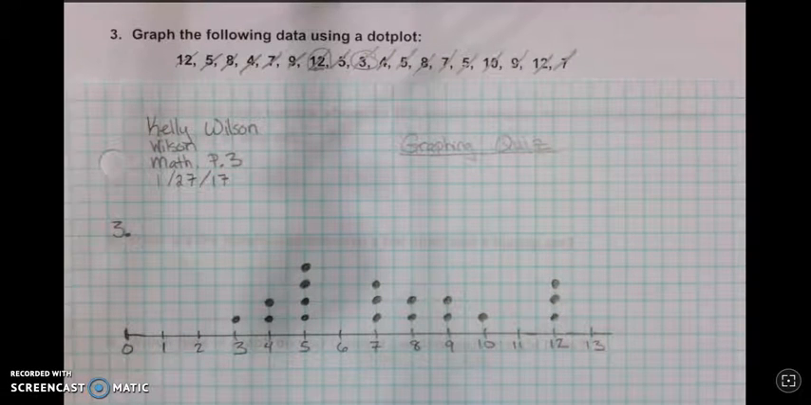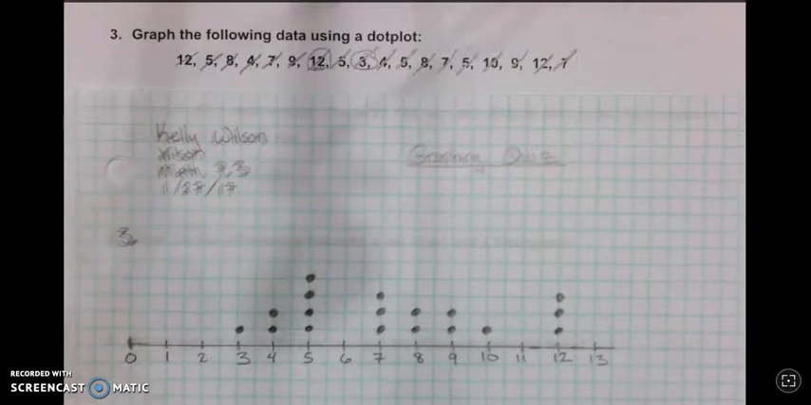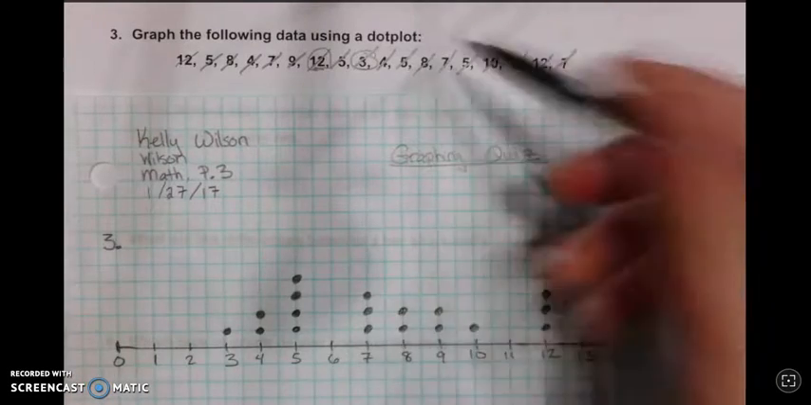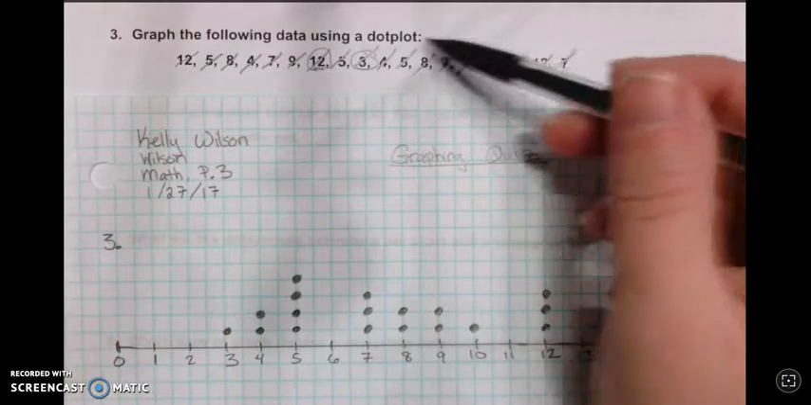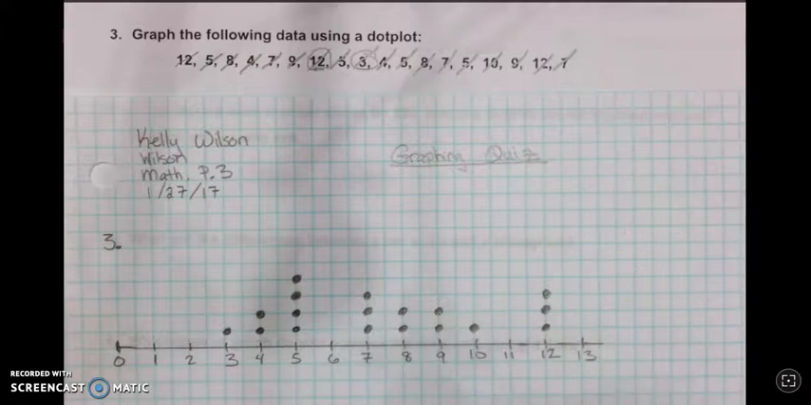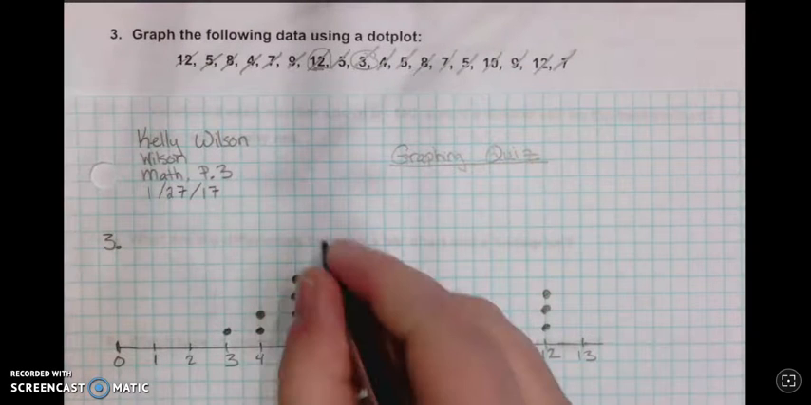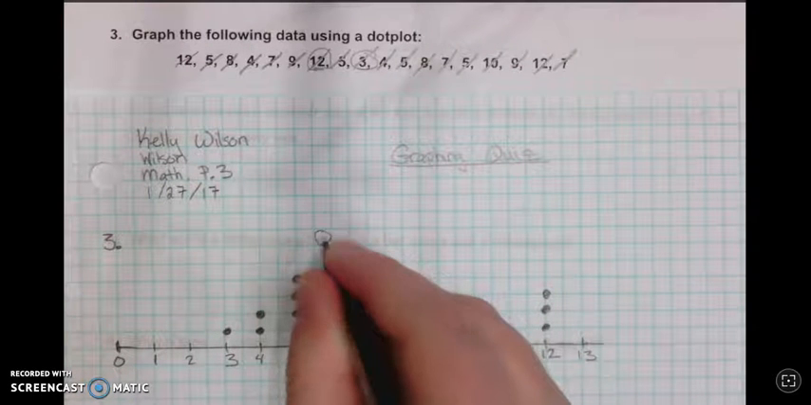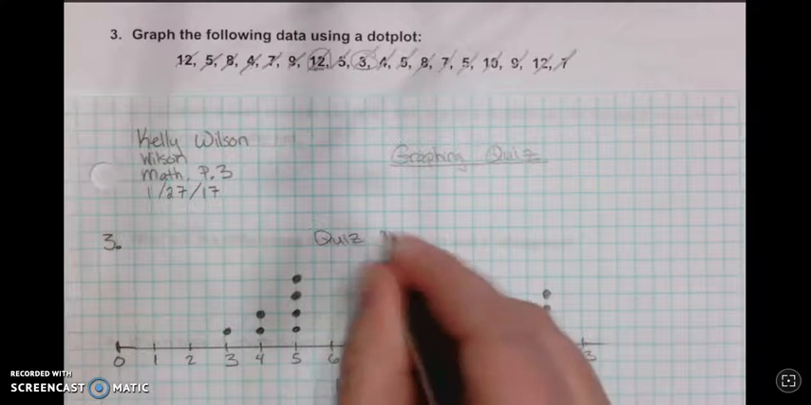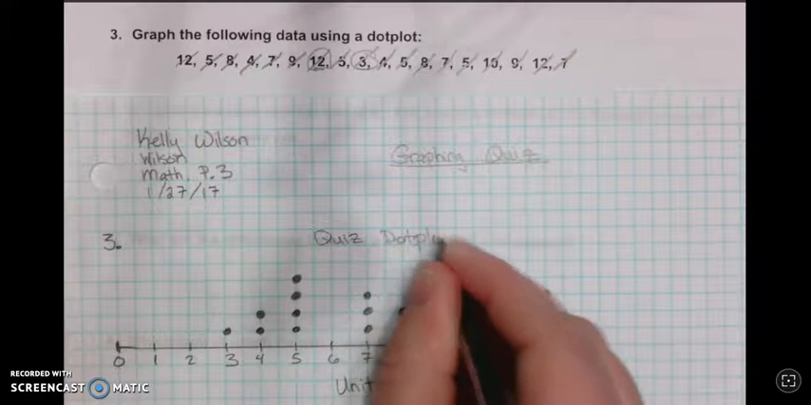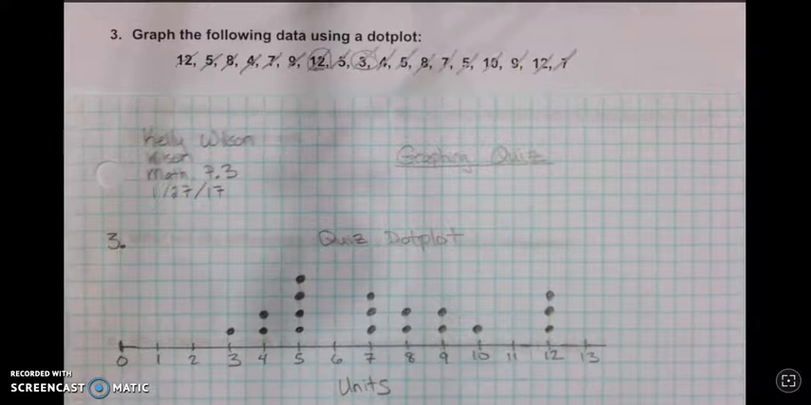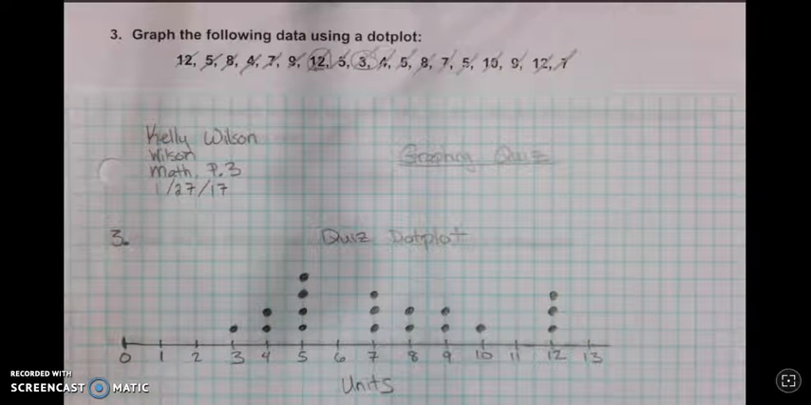And then we just need to label and title, which I didn't give. Oh, I'll change this. I didn't give any units for what these numbers are. And so let's just write the word units, but I'll give units on your quiz so you can have a real label here. And then I'll say quiz dot plot. Sorry, I'll give context for all these data sets so that you can have a good title and a good label.